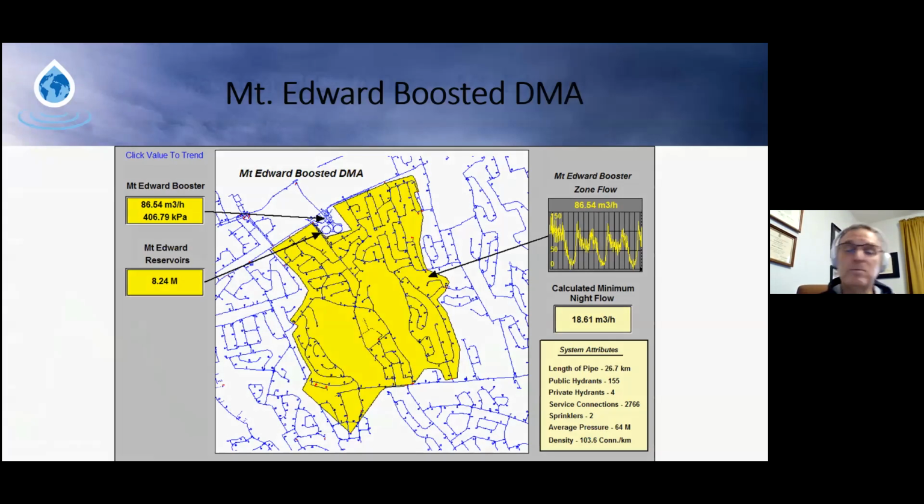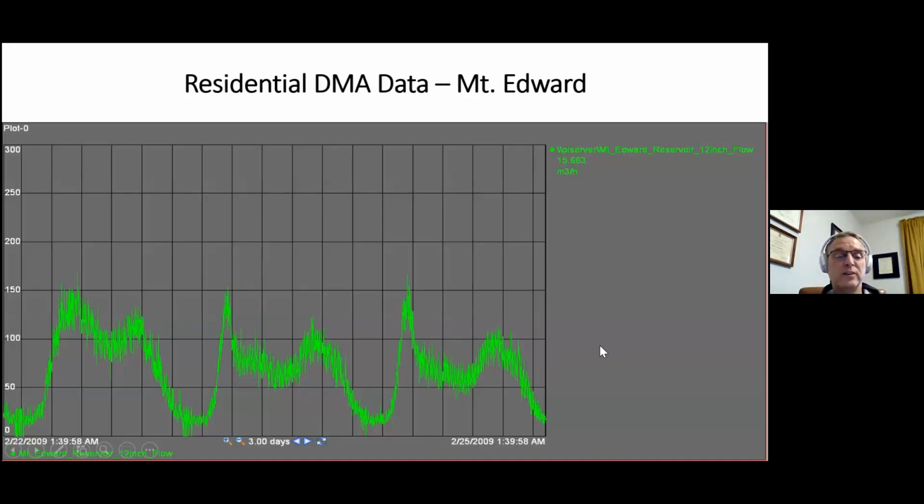So this is a nice blow up of what we see actually at Mount Edward. This is the DMA I just showed you, but easier to see on the eyes here now, from a screenshot from our SCADA system. And you can see this nice diurnal curve, and that nice night flow, around 20 cubic meters per hour, just under that probably at night. So we know, like I say, we've got a tight system.